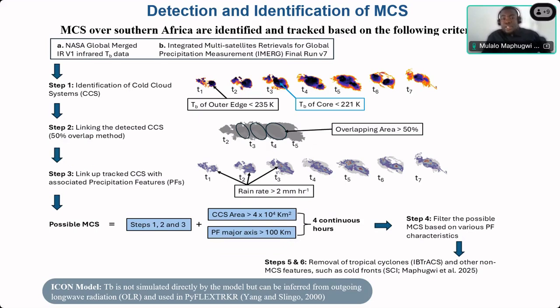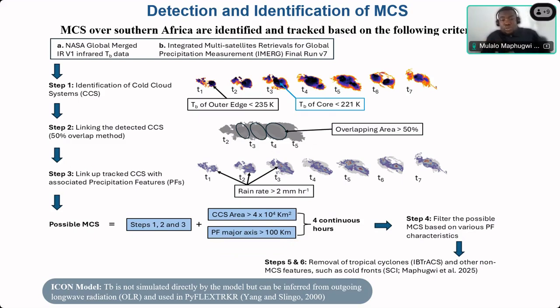So when it comes to the data set used, especially with observation, we are using IMERG rainfall data, and then you are also using brightness temperature data. So you're going to use those two in observation in order to track those mesoscale convective systems.